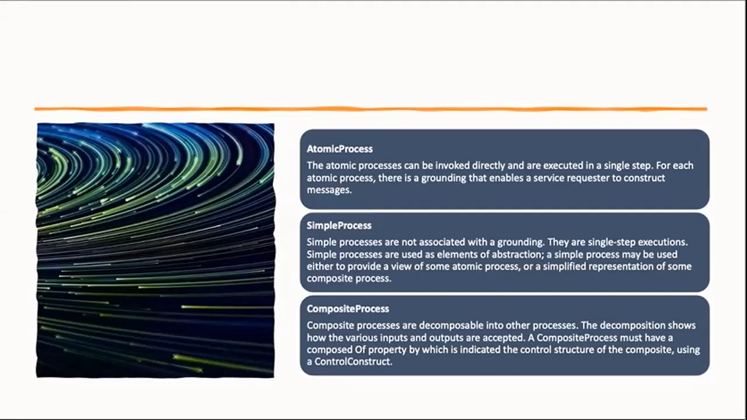Composite processes are decomposable into other processes. Their decomposition shows how the various inputs and outputs are accepted. A composite process must have a composedOf property, which indicates the control structure of the composite.